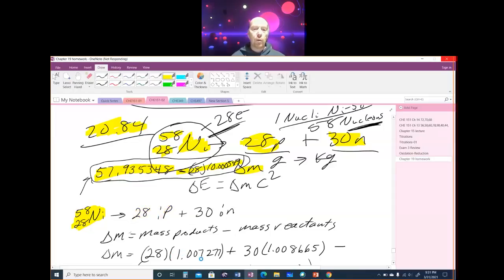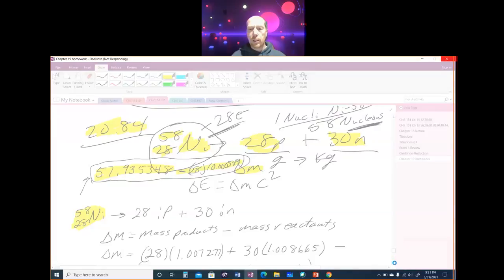That is the 1.007277. You've got your 30 neutrons. You get that mass right off your chart, 1.008665. Those numbers will be given. Then you have to take your 58.935348 and then subtract your 28 times your mass of your electron.